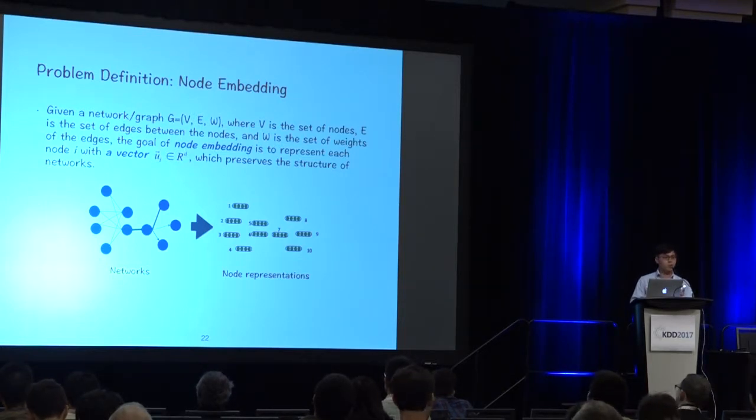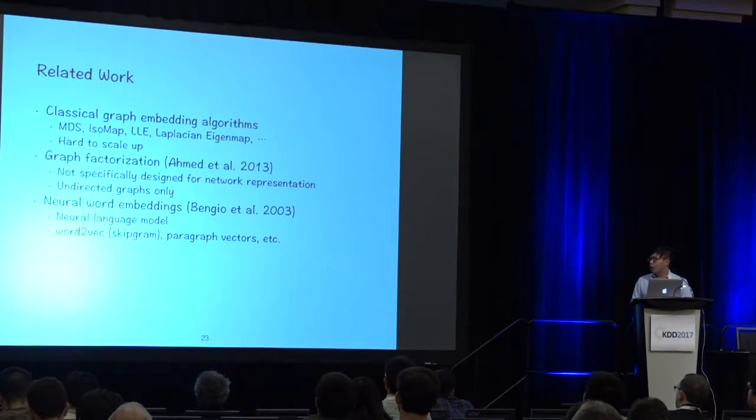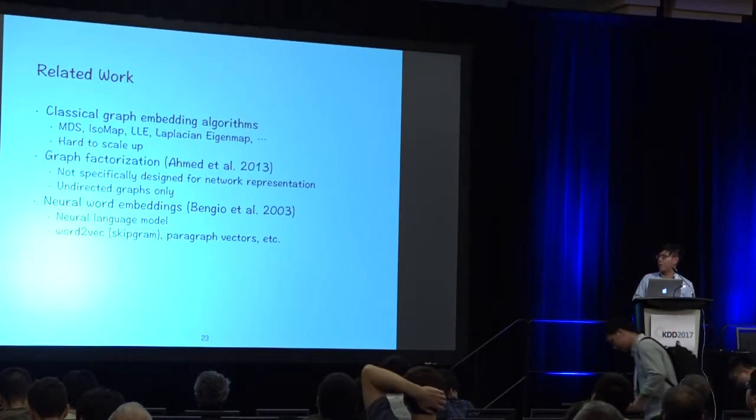In other words, we want to preserve the structures of the networks in this node dimension space. There is a lot of related work on node embedding. For example, classical graph embedding algorithms include models like multi-dimensional scaling, Isomap, and Laplacian eigenmaps.